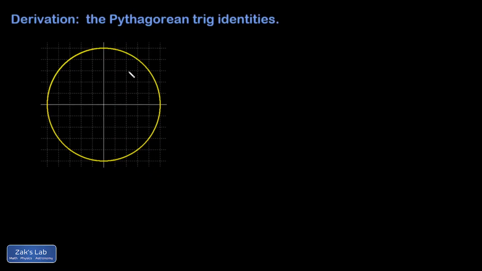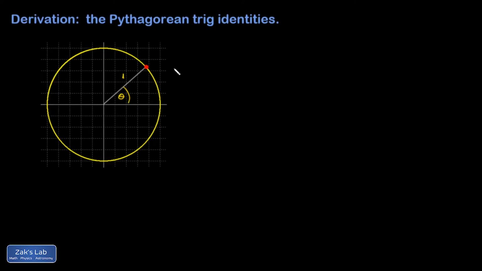Let's look at where the Pythagorean trig identities come from. So this is the unit circle, and I'm just going to point to a particular location on the unit circle. And I'm going to say that that has an angle of theta with respect to the positive x-axis. And of course, being the unit circle, the radius is 1.